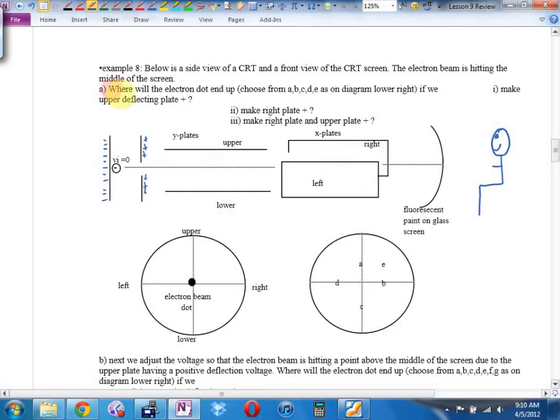So here's the question. A, where will the electron dot end up? Right now, initially it's hitting dead center. Choose from A, B, C, D, E on the diagram. If I make the upper deflecting plate positive, will this electron, which is normally hitting dead center, hit in location A, B, C, D, or E? Think about it. Don't write this down because I'm going to muck up this diagram. If this is positive, which way will this electron get tugged as it goes through here?